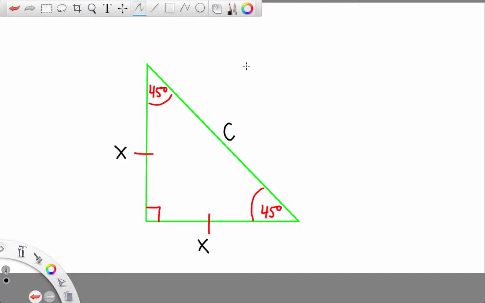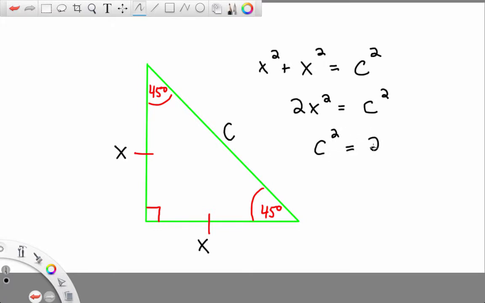Now from here, it's a straightforward matter of applying the Pythagorean theorem. So we can say x squared plus x squared equals c squared. x squared plus x squared is 2x squared. And then what I'd like to do is reverse these terms, and I want to put the c squared on the left and the 2x squared on the right.